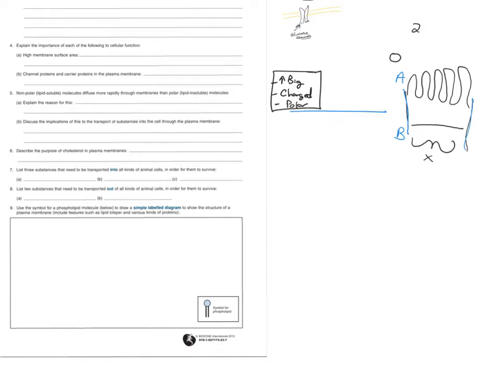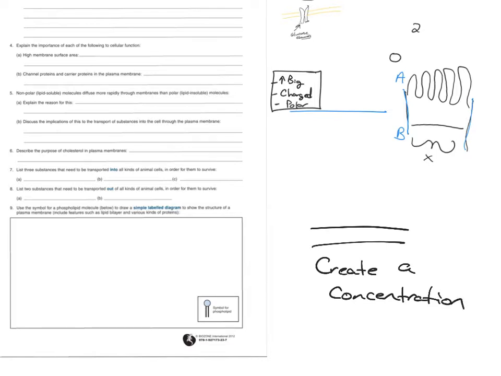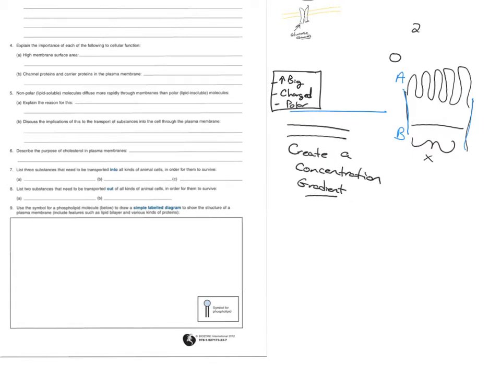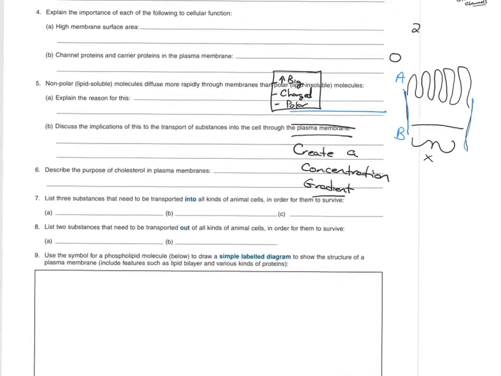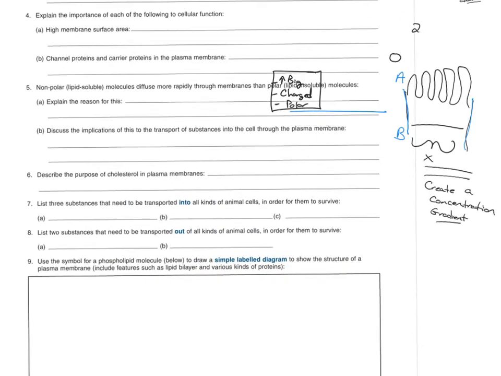Now there's another time you need a carrier. Even if it does diffuse, you might need to pump things out, and that's when you want to create a concentration gradient. All right, when you want to create a high and a low. We're going to look at that very soon, where we're going to create highs and lows. So again, you need a carrier to do that. You need to be able to pump things out.